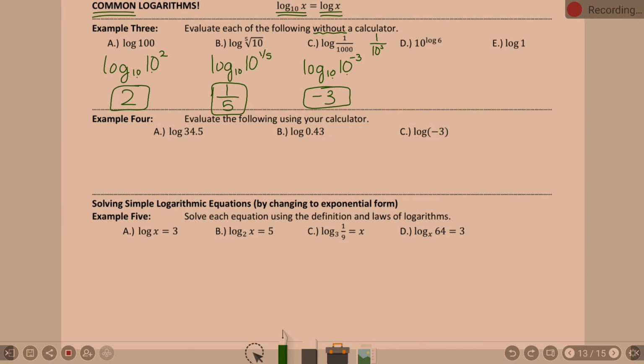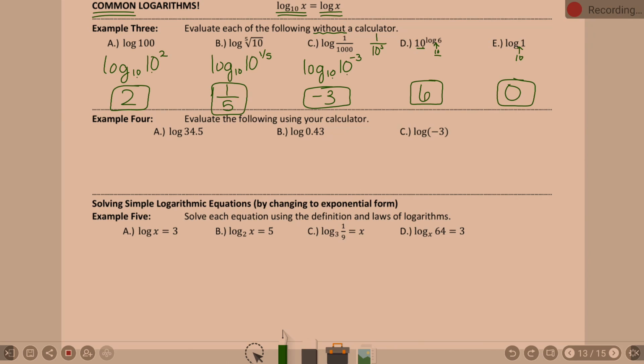Okay? D, 10 raised to the log of 6. 6. Because what is the base of that log? 10. The base of that log is 10. And if these 10s match, that means my answer is equal to 6. That's that property 4 up above, right? E, log of 1, no matter the base, is always 0. I'm going to write a 10 in here, but honestly, it doesn't matter.